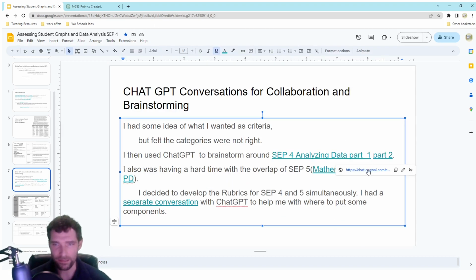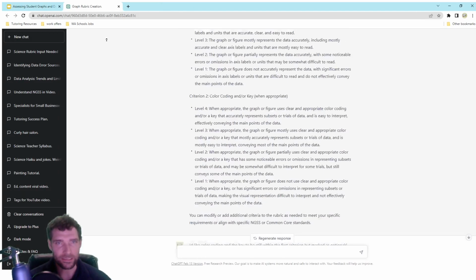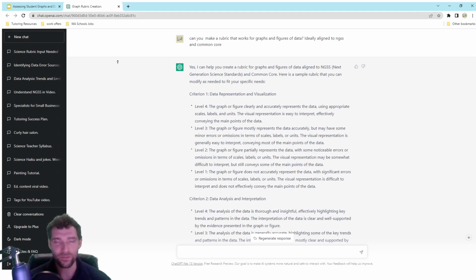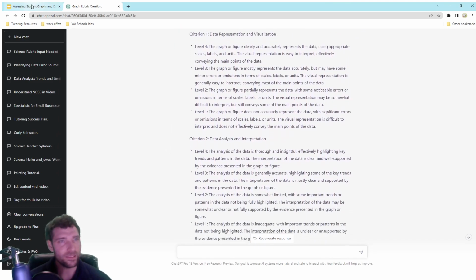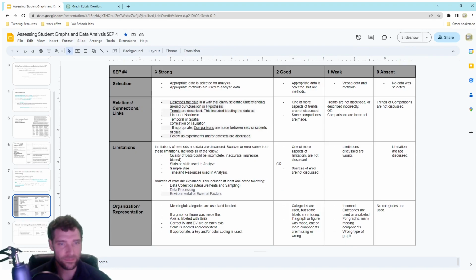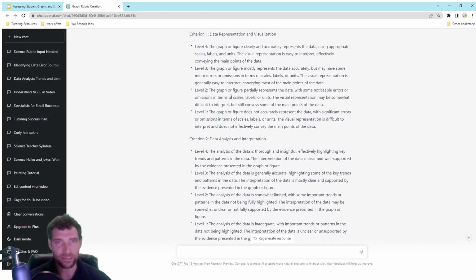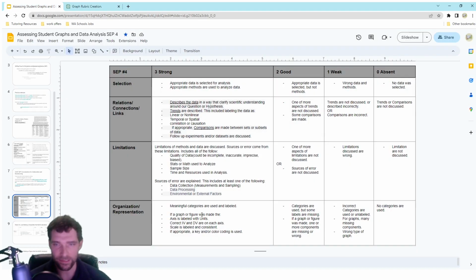And then you can see right here in this conversation, we continued our little chat for graphs and figures. That was kind of interesting because this data representation piece came into here, and I really liked how it was talking about some of those aspects. So I incorporated some of the things like significant errors or omissions in terms of scale. That type of stuff is important for this. It needs to make sure that there are categories that are used and all that stuff.